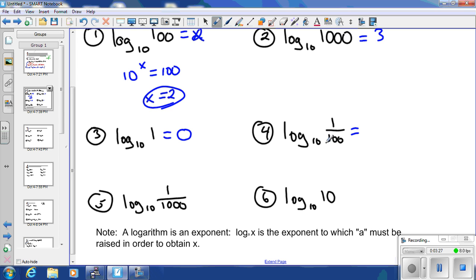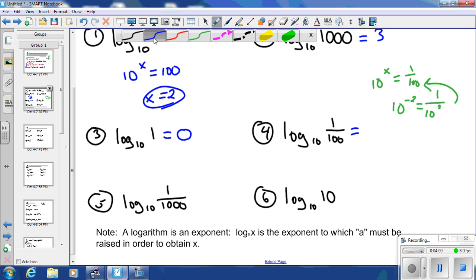Here's some different ones. 10 to a power is equal to 1 over 100. Well, let me make a little note up here. If I say 10 to a power is equal to 1 over 100, hopefully what jumps out at you is negative exponents. 10 to the negative 2 would mean 1 over 10 to the positive 2, which does equal 1 over 100.